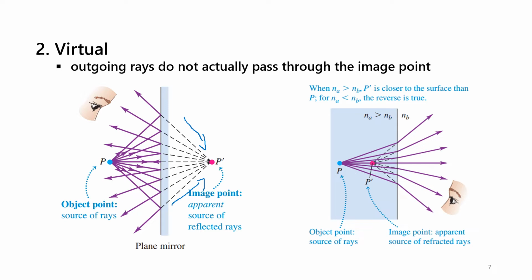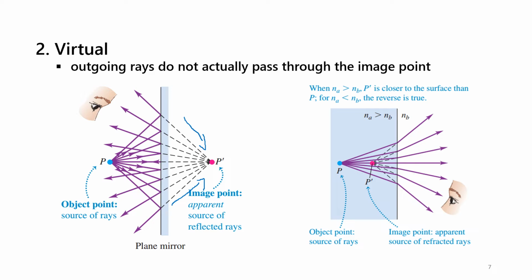Note that it is the sight lines that converge and not the actual outgoing rays, which is why we call this image from behind the mirror a virtual image. On the picture on the right, you also see the same situation, even though the configuration is different. The object will be on the left side, and then when it hits the boundary, it will actually refract. So this will be in terms of refraction, not reflection.